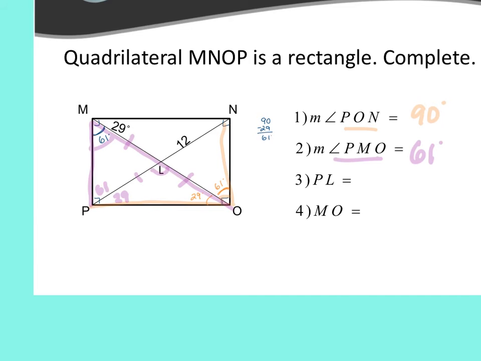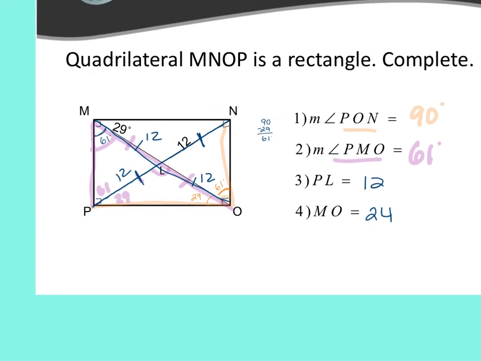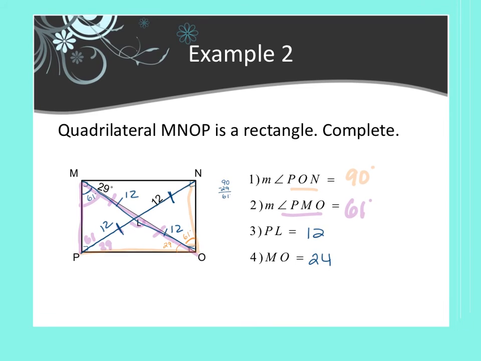All right, now it says PL. So what do we know about the diagonals in a rectangle? They're congruent and bisected, right? So if this is 12, this is 12. This would be 12. This would be 12, making MO 24. Good. Questions on those?